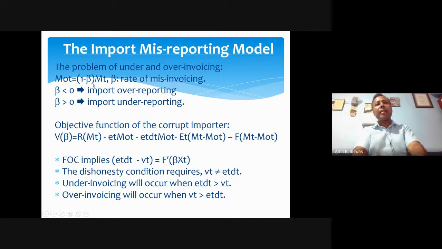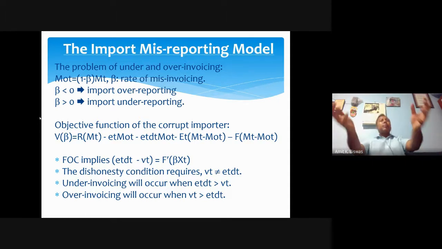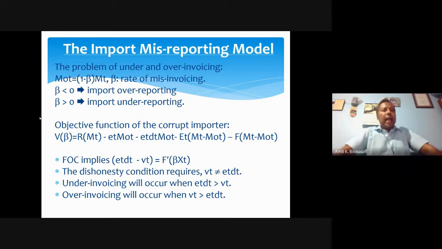So we write this equation as MOT equal to 1 minus beta MT. Beta is similar to what alpha was in the previous case, the rate of import misreporting. Again, if it is less than 0 it means overreporting, greater than 0 means underreporting. And we are forming the objective function in a similar way. There is a basic difference between these two functions: imports are being brought from abroad and then you are selling those.